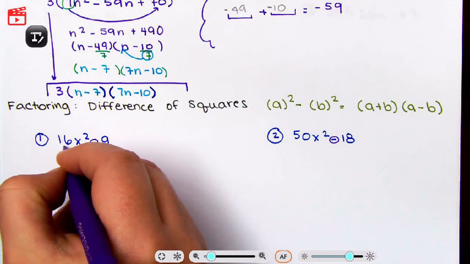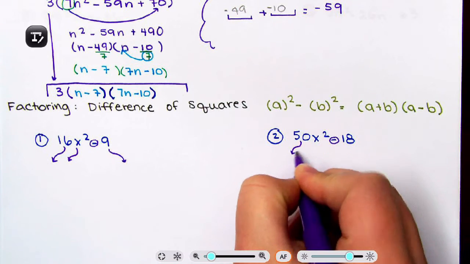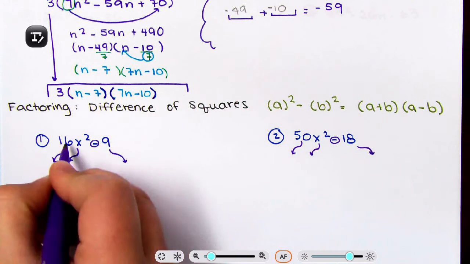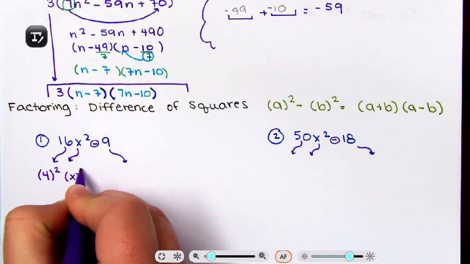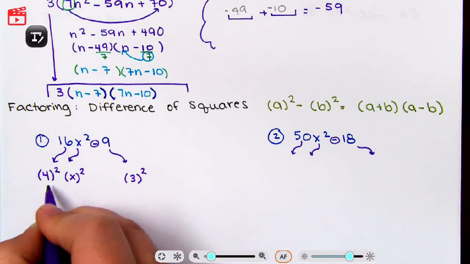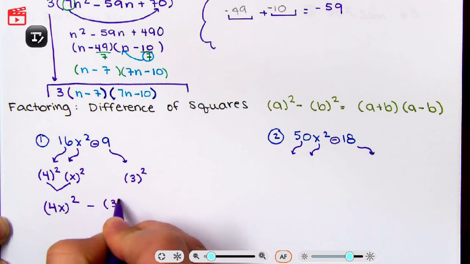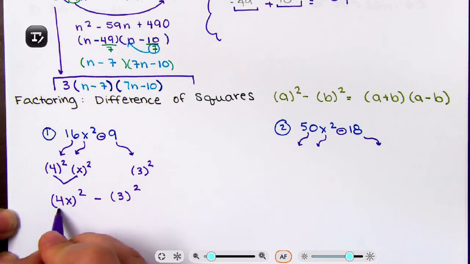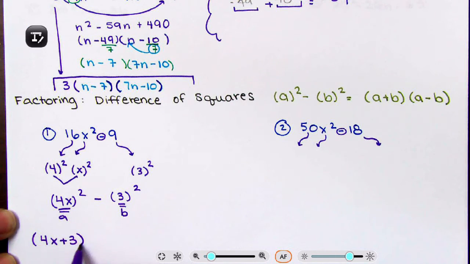What you're trying to do is see if the first and the last are perfect squares. So every single thing in here needs to be a perfect square. So 4 times 4, so 4 squared is 16. X times x, so x squared is x squared. And 3 times 3, which is 3 squared, is 9. Combining these 2 bubbles, I have 4x squared minus 3 squared. So we have this being our A, this being our B, and your answer is going to look like this: A plus B times A minus B.